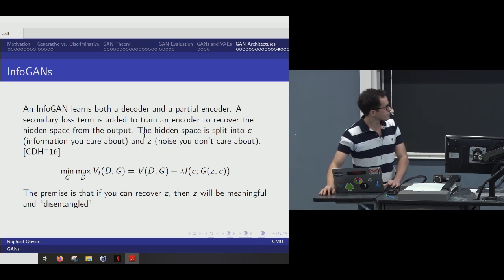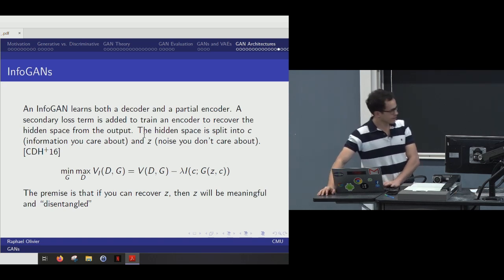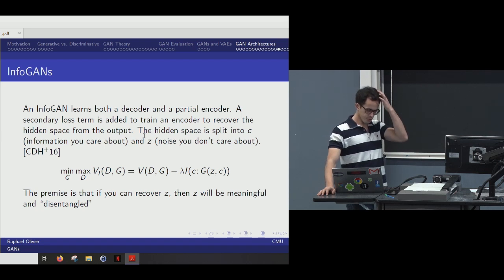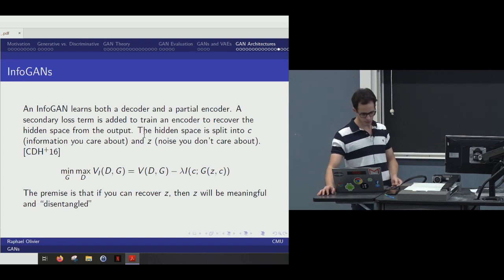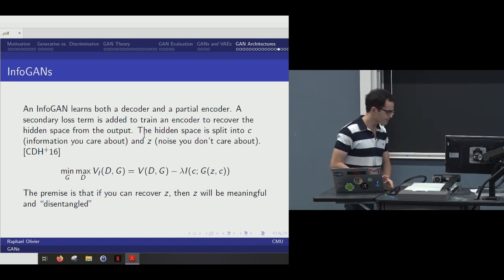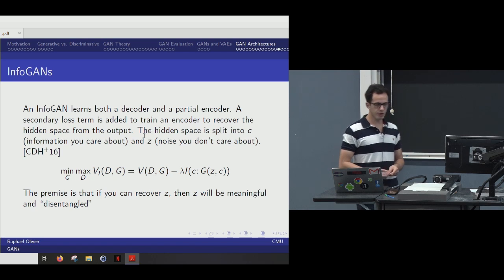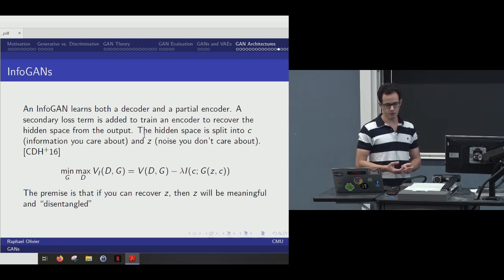InfoGANs are extremely interesting. They kind of address the problem of the lack of an encoder that we talked about, the fact that you cannot go from the image to its latent representation. In an InfoGAN, you sort of can, but you're not going to do that for the entire latent representation.